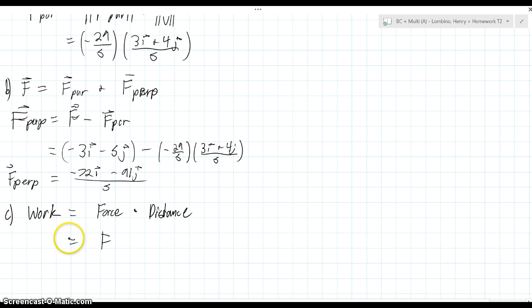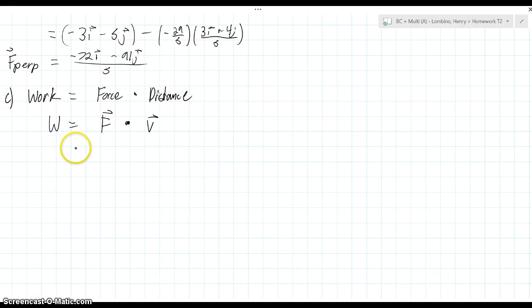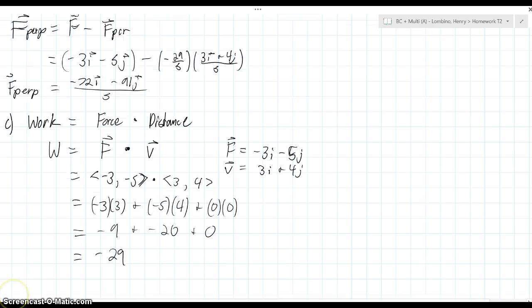We have obviously our vector F, and then times our distance, which it gives us as vector V. So this is just a dot product between F and V. So it's actually really not that bad. So then you solve this out, and I'll do that right now. Okay, so that's after doing all the work out. So this is just using the dot product once more.